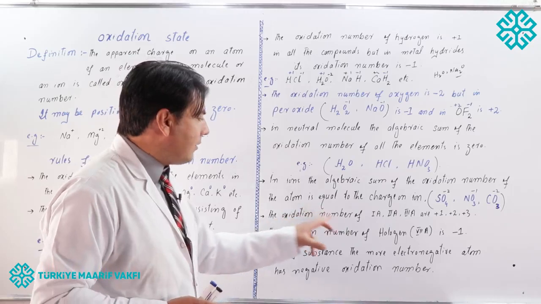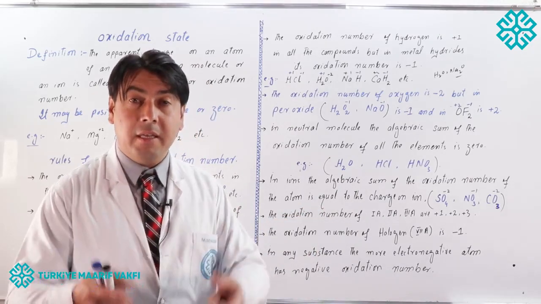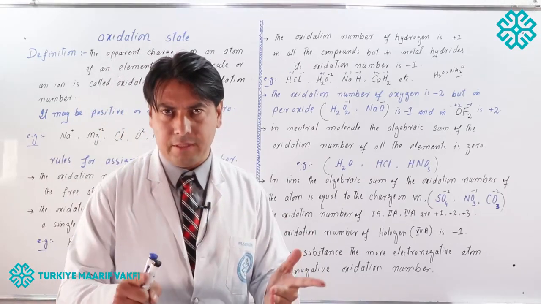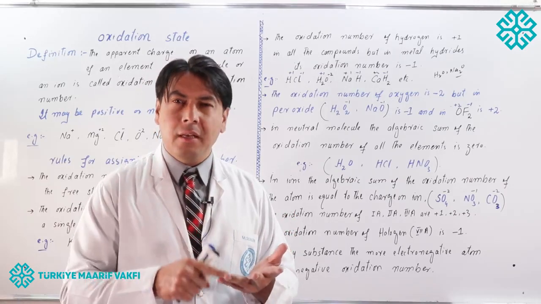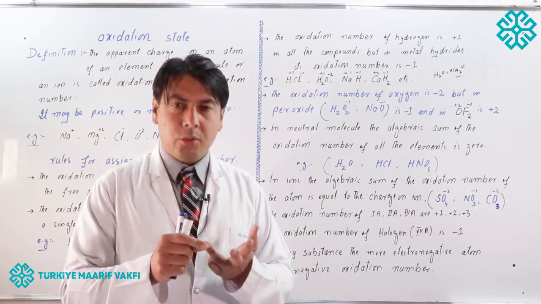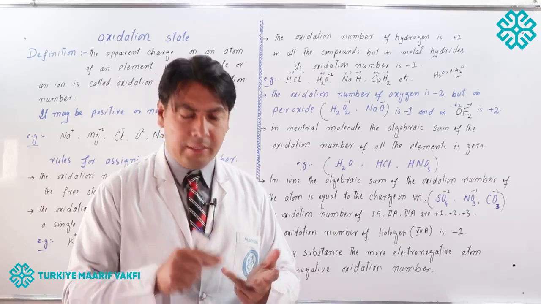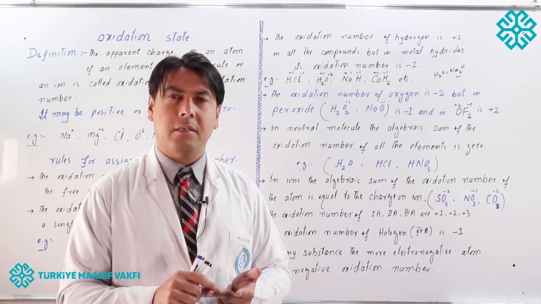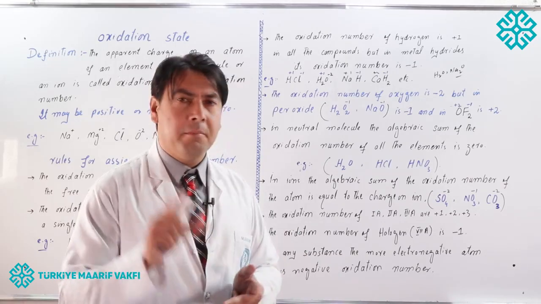Another rule: the oxidation numbers of group 1A, group 2A, and group 3A are normally +1, +2, and +3 respectively. Group 1 has 1 valence electron, so they can lose 1 electron, and their oxidation number will be +1. Group 2 has 2 valence electrons, so they can lose 2 electrons, and their oxidation number will be +2. Group 3 has 3 valence electrons, so they can easily lose the 3 electrons, and they will become +3 charge respectively.